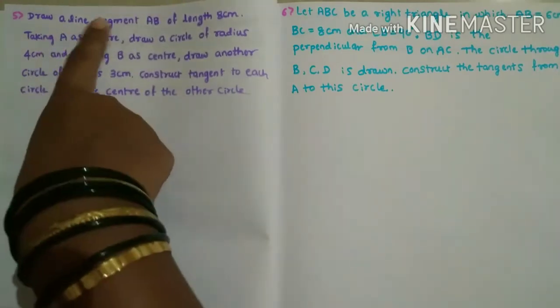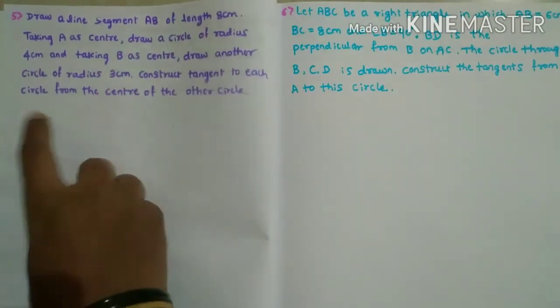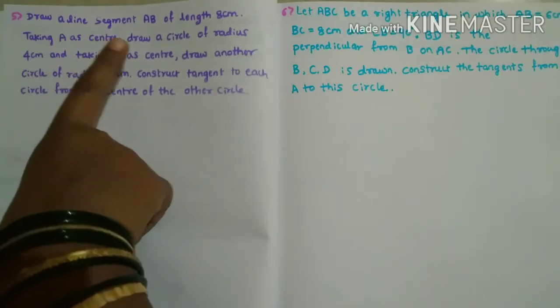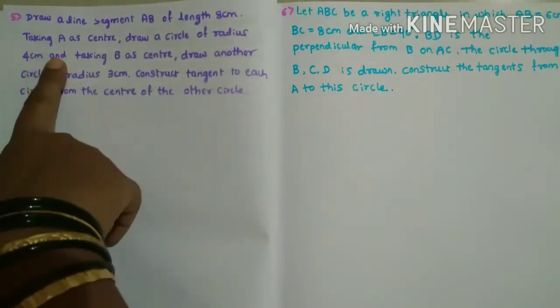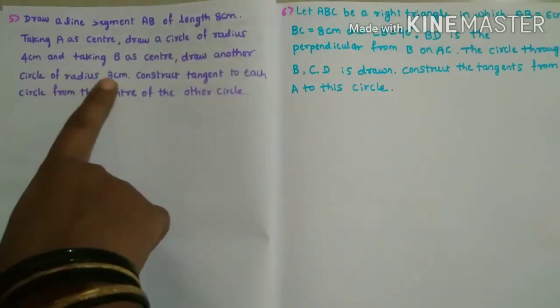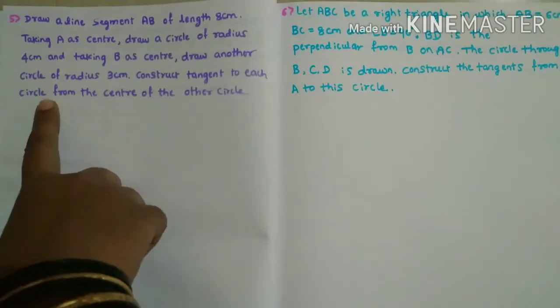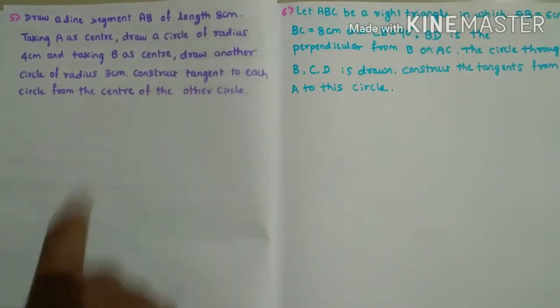Draw a line segment AB of length 8 cm. Taking A as a center, draw a circle of radius 4 cm and taking B as a center, draw another circle of radius 3 cm. Construct tangent to each circle from the center of the other circle.